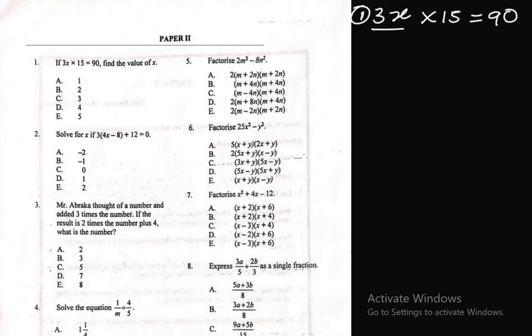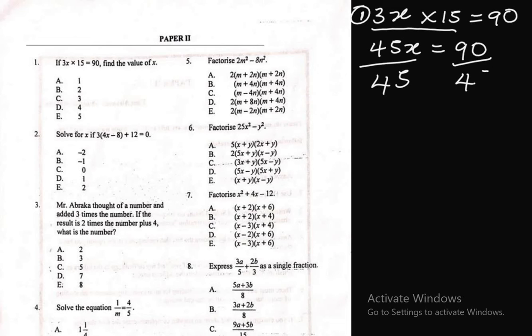So we just multiply 3x times 15. 3 times 15 is 45. Then add the x, equal to 90. To get the value of x, you divide both sides by 45. 45 into 45 is 1, 45 into 90 is 2. The value of x is 2, and the right option is B.